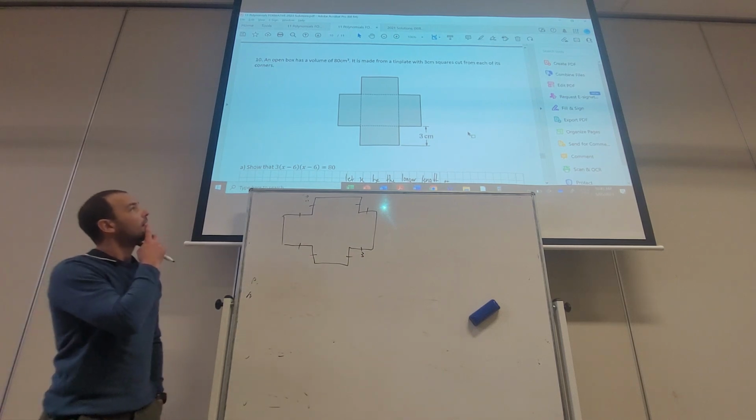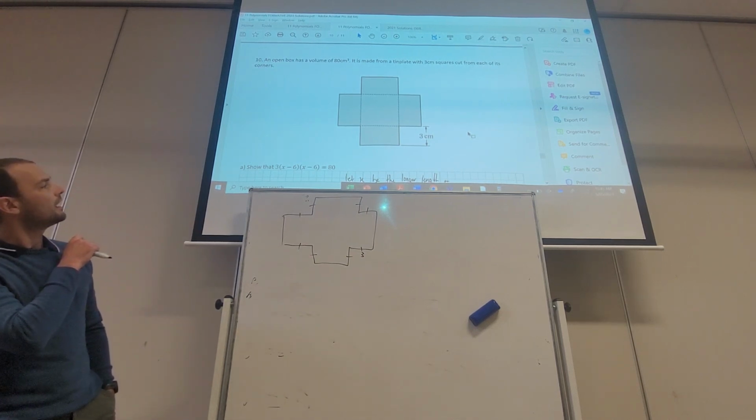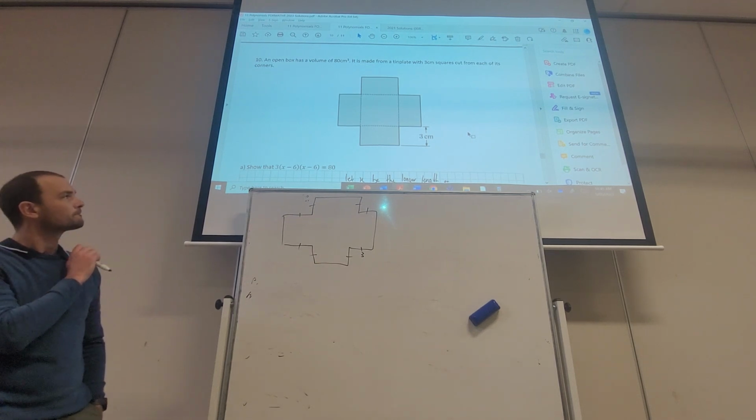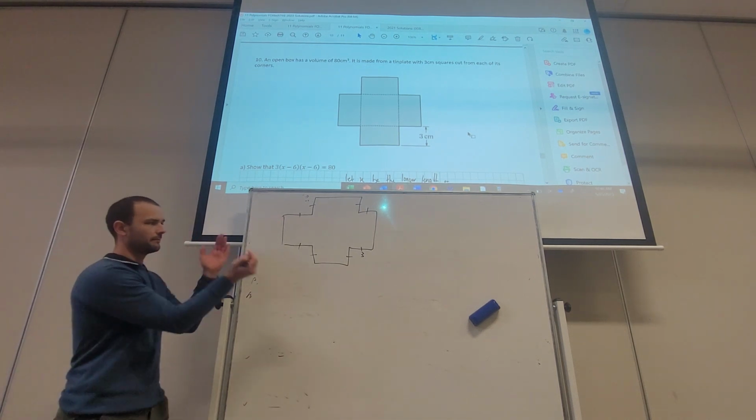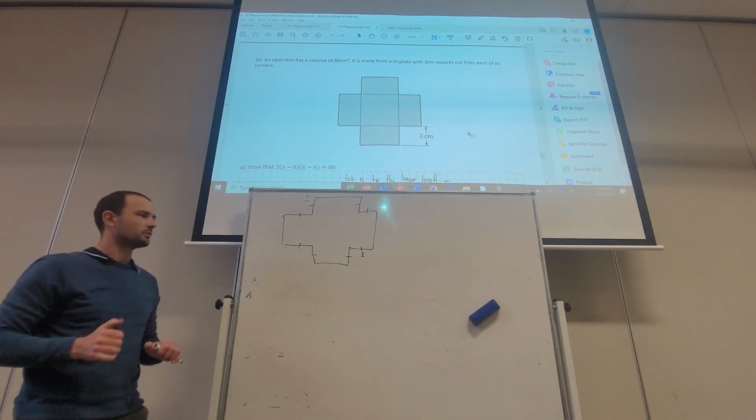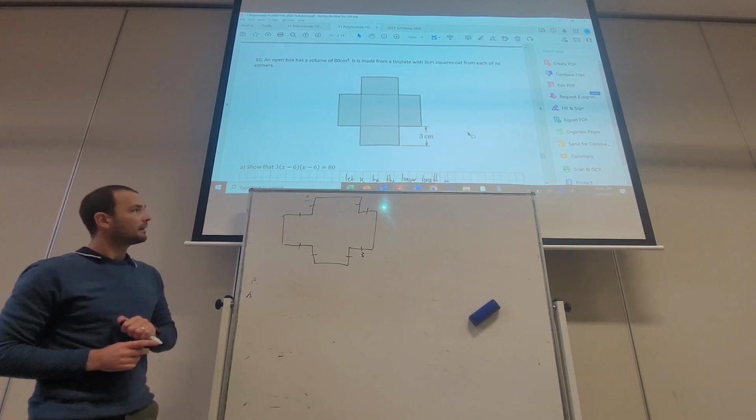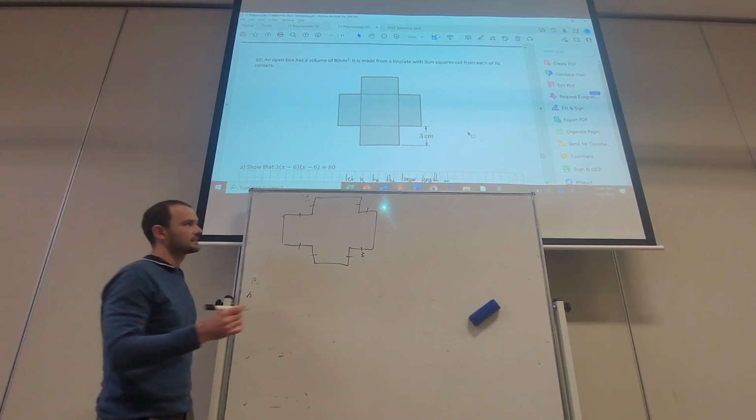And the original volume is 80 centimetres cubed. So we're going to fold those sides up and make it into a box. Now, the thing that we need to do here is define x.